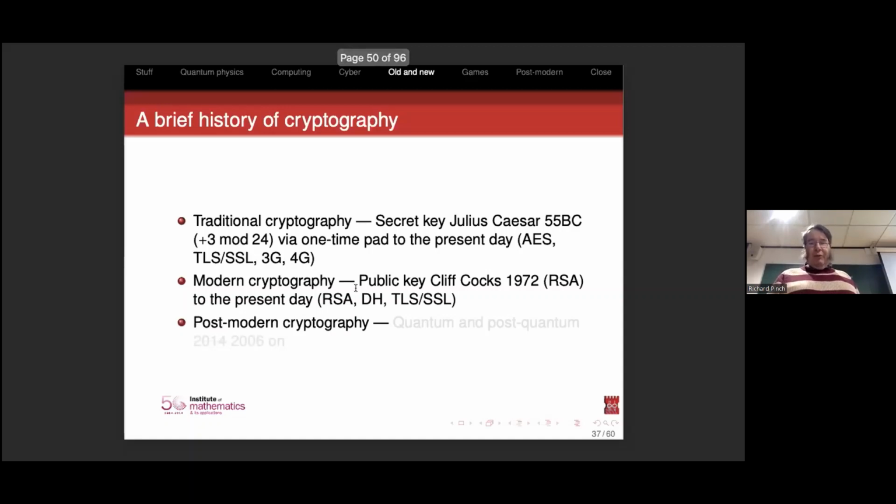And what I want to allude to in this talk is postmodern cryptography, quantum and post-quantum cryptography, by which I mean quantum cryptography for the post-quantum computer era. Quantum computers are coming, and in 2006 or so, I said that they would be here in 2017, which was not a bad shot at all.